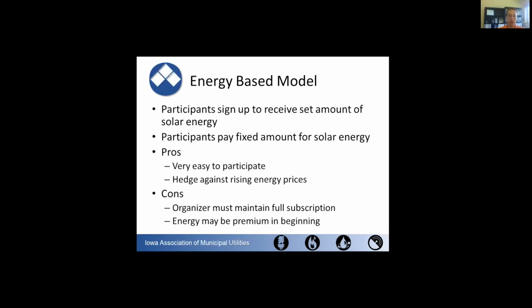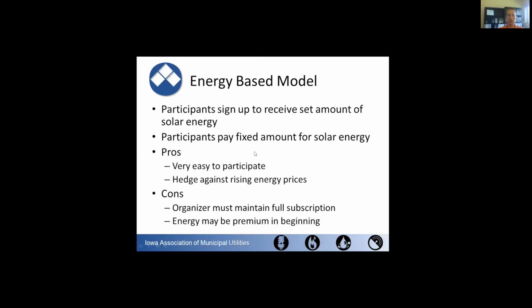Some cons to that are that because participants can enter and exit the project more easily than in the capacity-based model, the organizer has a little bit more overhead in maintaining full subscription to the project. And also, even though the energy price from these solar arrays is fixed over the life of the project, in the beginning that may cost more than typical energy from your utility. So you have the advantage that you can hedge against rising energy prices, but you may be paying a premium for the first couple of years. Not necessarily, but that's possible.